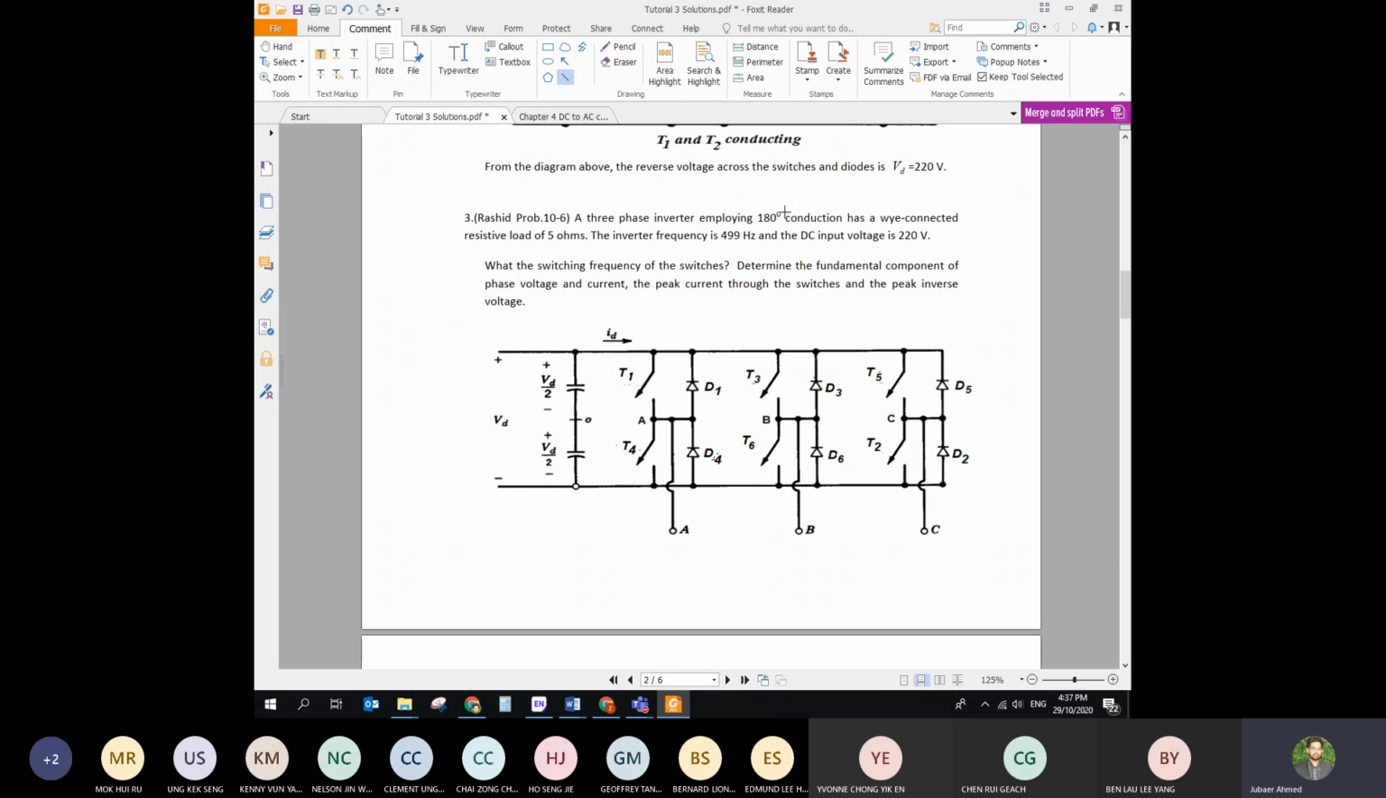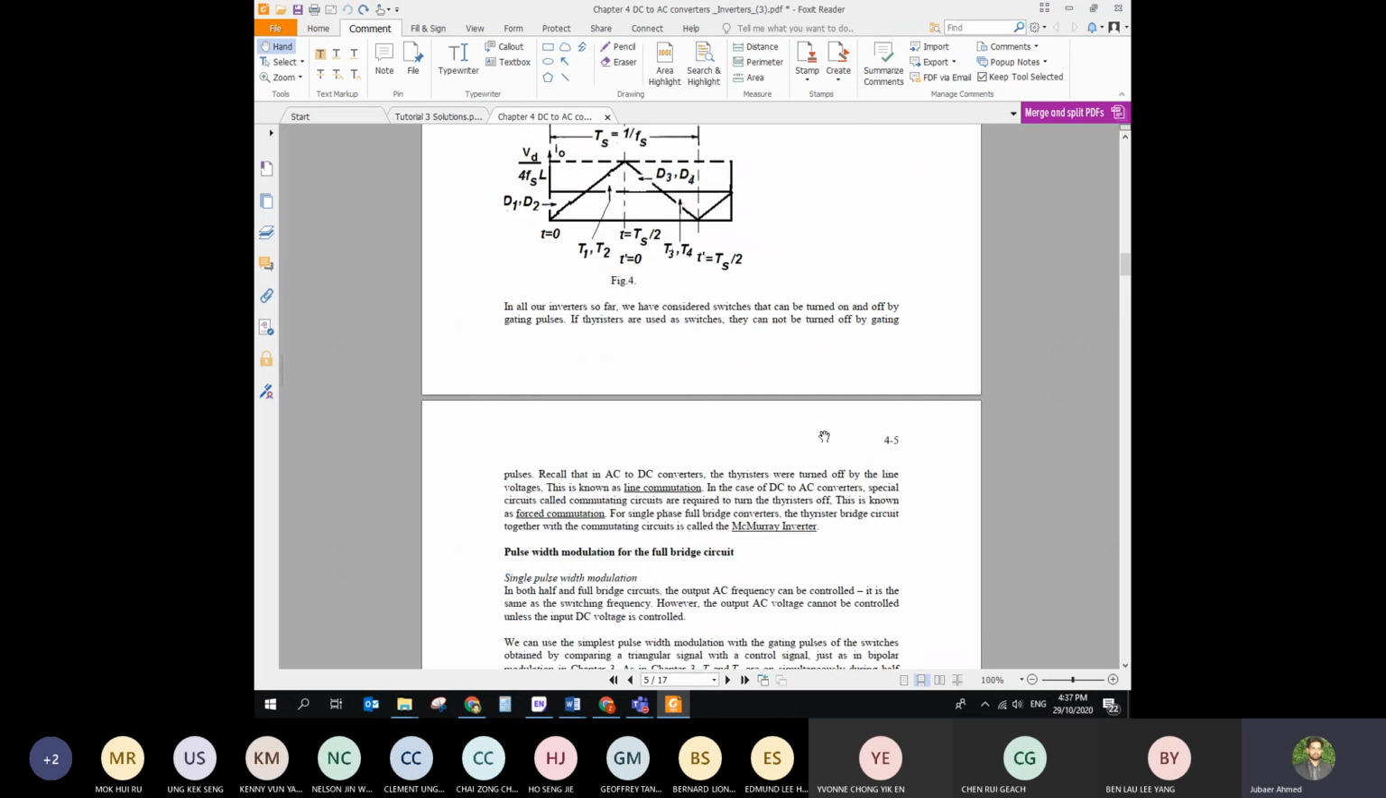So again, it's a 180-degree conduction. 180-degree conduction means that every switch is going to be turned on for 180 degrees, and then it will be turned off for another 180 degrees. The full cycle is 360, so every switch is going to be on for half a cycle.